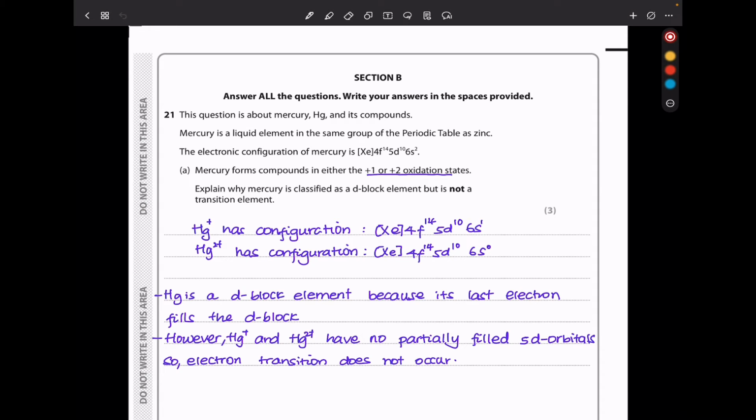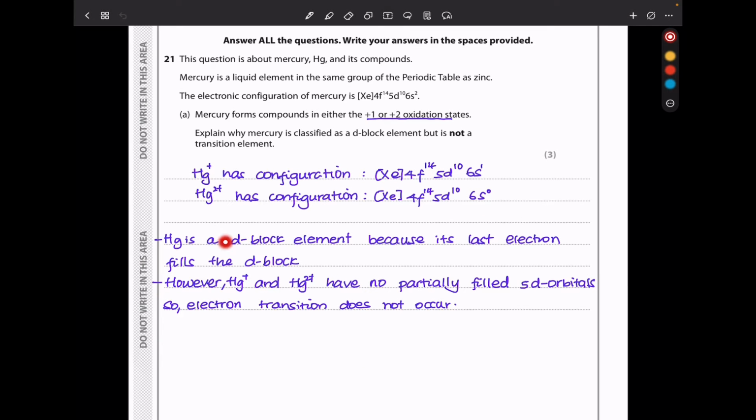However, when we look at the configuration of mercury, we can see it does not form stable ions with partially filled d orbitals. Since they told us it forms +1 and +2, Mercury 1+ is going to have a configuration like this, which is going to be 5d10, and Mercury 2+ has a configuration which is that. So I said mercury is a d-block element because its last electron fills the d orbitals. However, Hg+ and Hg2+ have no partially filled d orbitals, so electron transition does not occur.